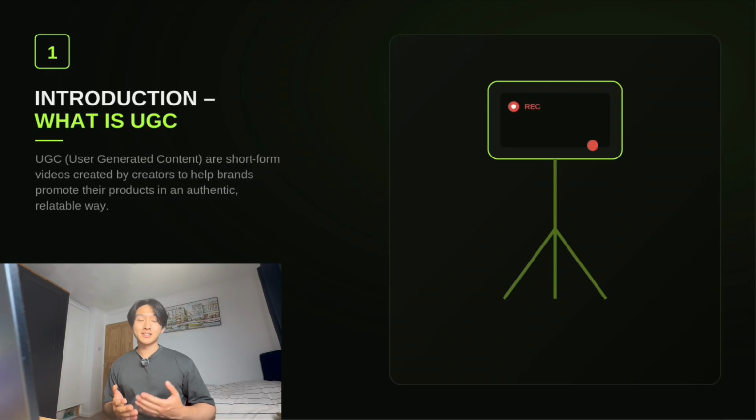In this video, we'll be going over exactly how to start and scale to 5 to 10K a month with UGC. This is personally how I did it. It might be different for other people, but this is my personal experience.